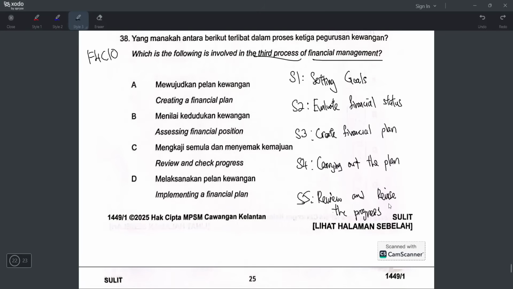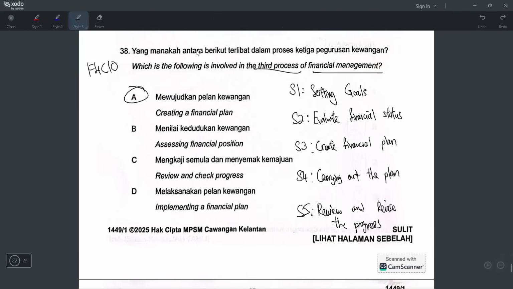So tell me, what is the third step? Create financial plan. So A is the answer. Nothing much to explain actually. You just have to make sure you remember all five steps. And one more thing, financial management I realize doesn't come out in the trial that much, but sometimes I see it comes out in the paper too. Very rare. But when it comes out, they usually ask about the SMART approach, and the SMART approach is under step one.